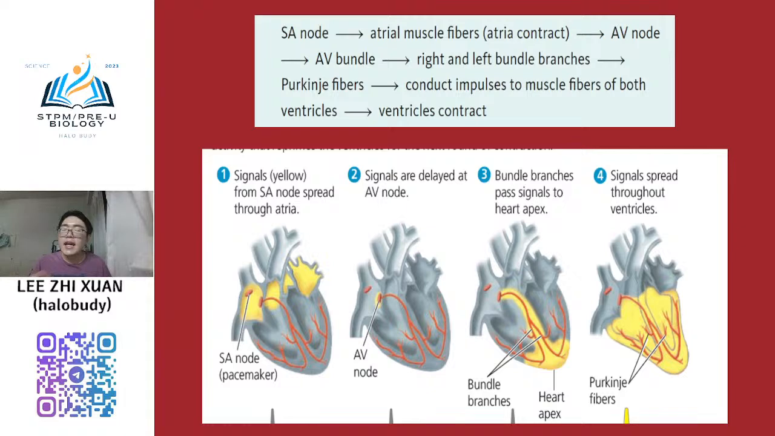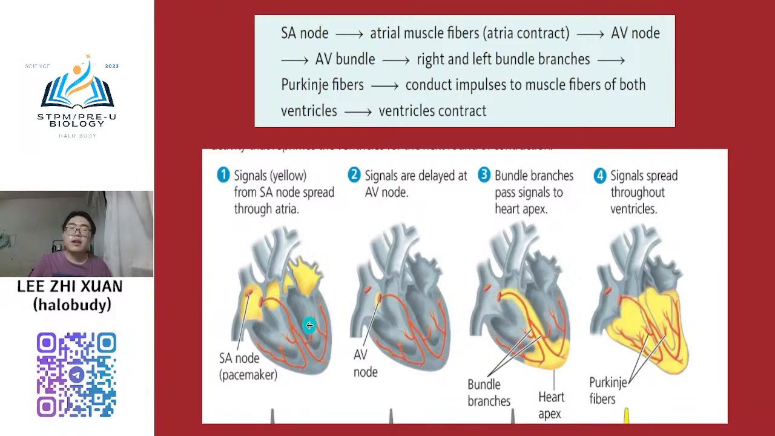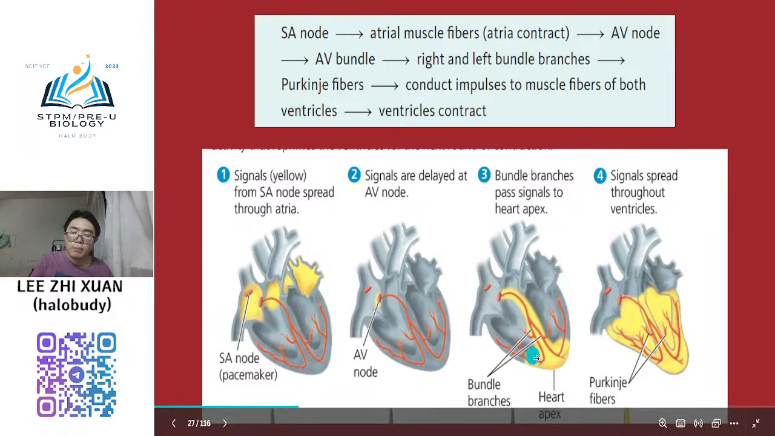Dia kena delay dulu, tunggu nerve impulse tunggu. Dia bagi semua darah-darah dekat atria tu semua masuk ventricle, okey, semua masuk, baru AV node dia akan spread the nerve impulse into the bundle of His first. And then after that, bundle of His, and then it will go to the Purkinje fiber, and then it will cause the ventricle to contract.